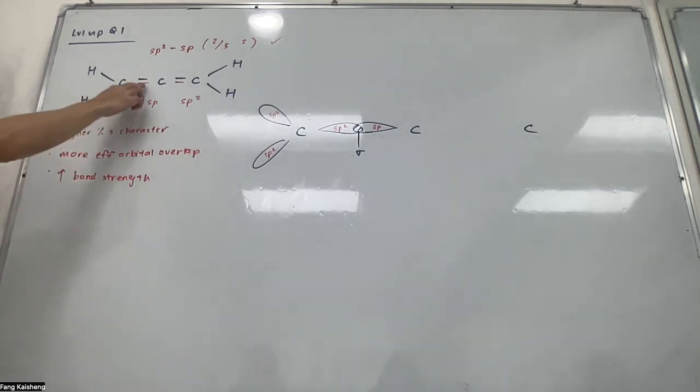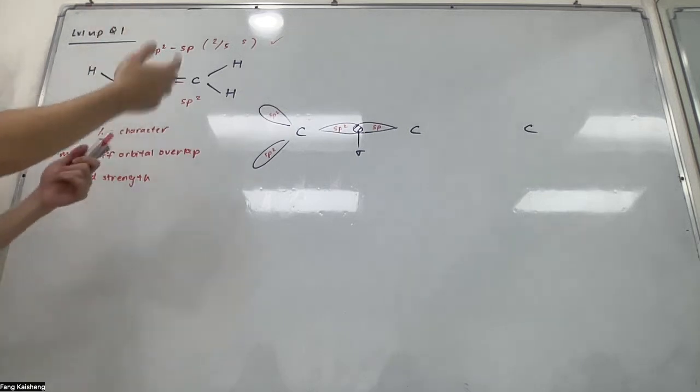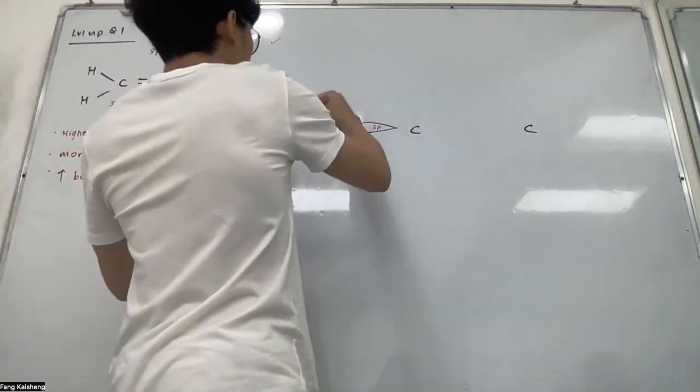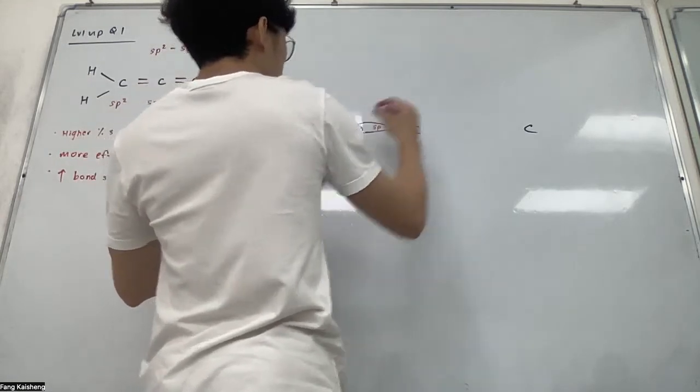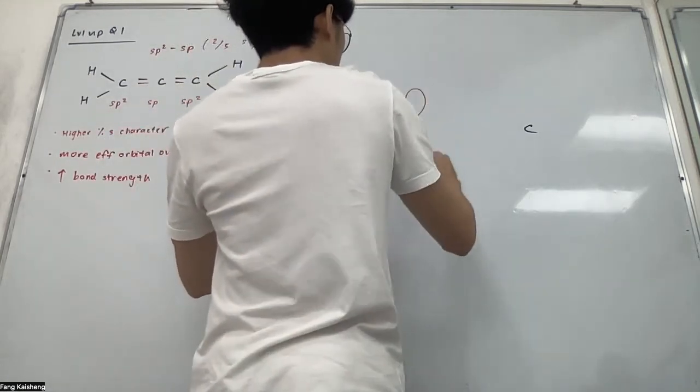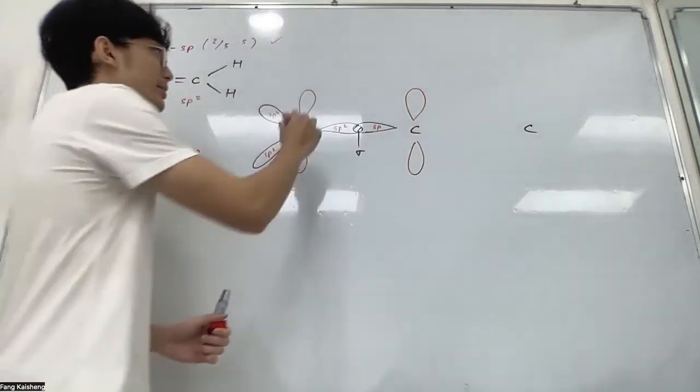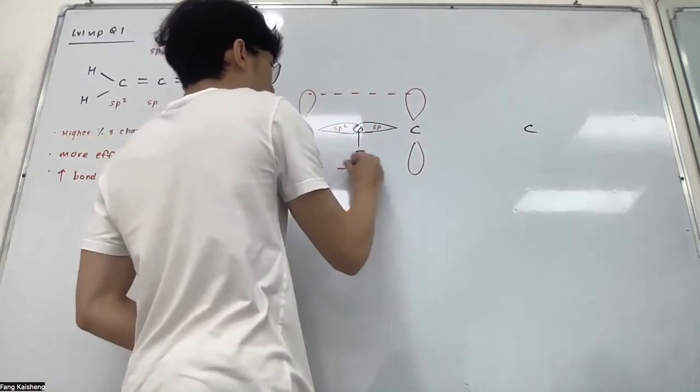And that pi bond is formed between these 2 carbons, right? So perhaps let's just draw the side-on overlap of this. Draw one here, a p orbital, and then this is another one. That's when you draw your orbital overlaps. Overlap at the top and the bottom.